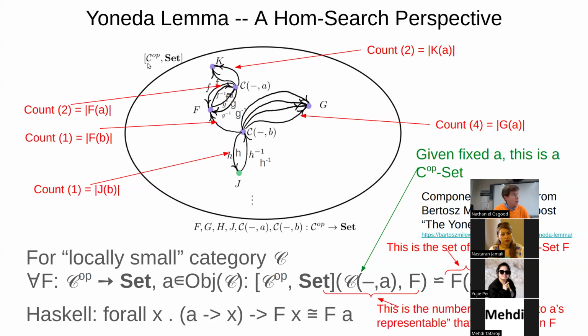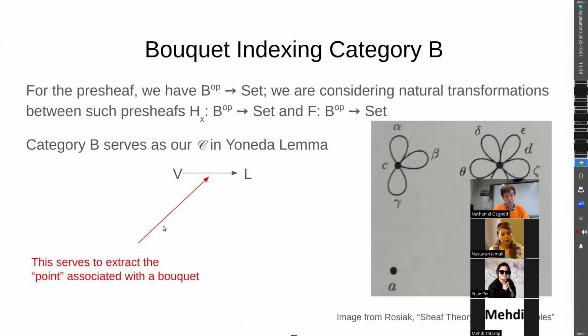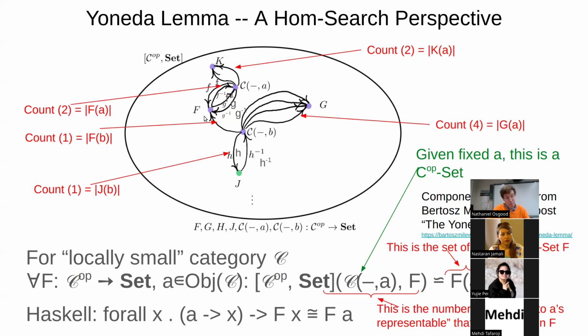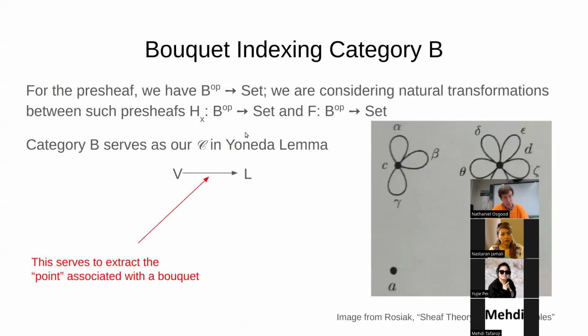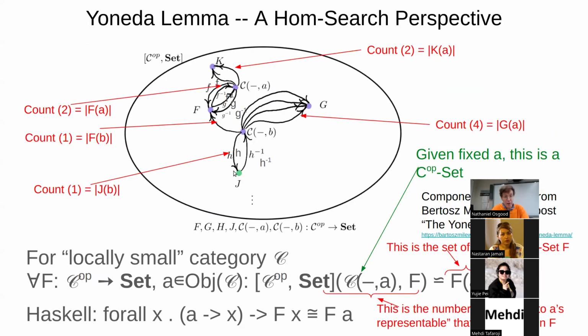If C-op were the bouquet schema, every dot here would be a bouquet diagram like this, right? Would be a bouquet diagram. Note that this is a bouquet diagram. This is a bouquet diagram. But they're the special ones. They're the representable ones, right?